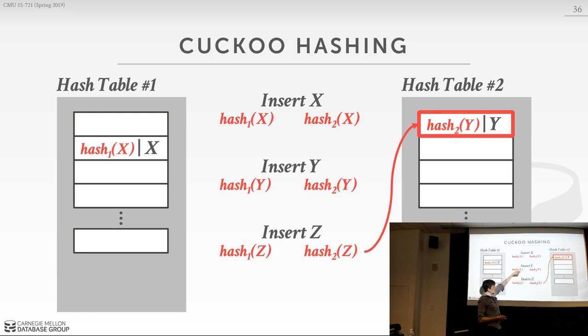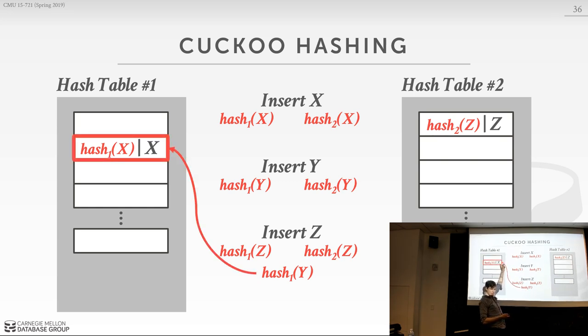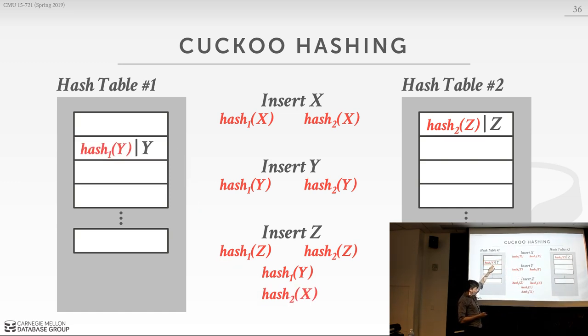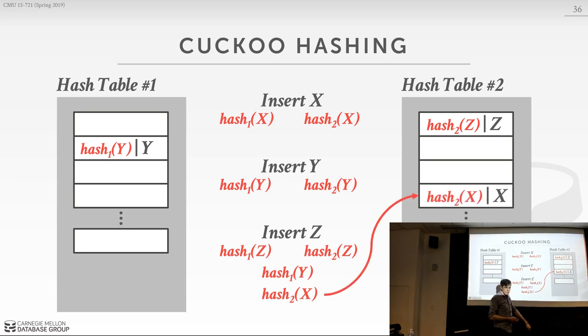But now I know that back before, right? So I'm going to go ahead and steal its slot, but now I have to put it back over here. When I hashed it, it mapped to where X was. So now I have to go steal its slot. But then I put Y in its spot, X comes out, I hash it again, and it goes over there.